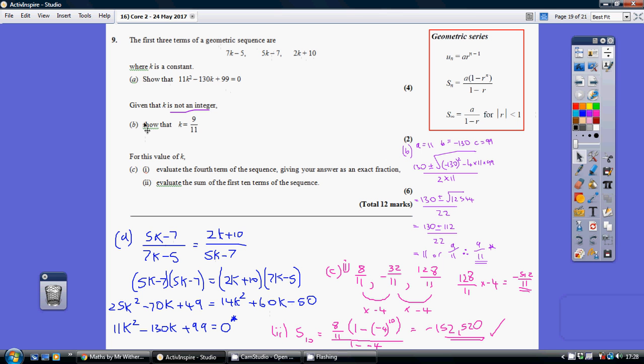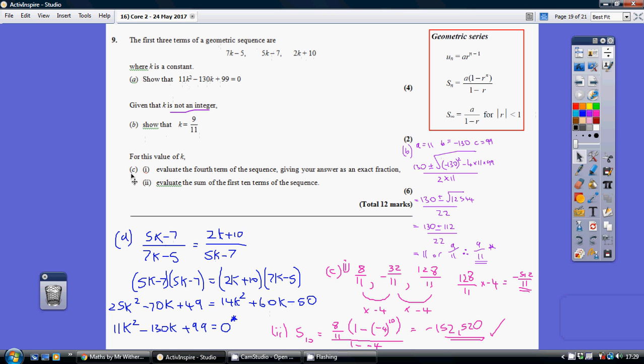Now for part B, we've got to show that k equals 9 over 11, and we're also told that k is not an integer. Well, this probably does factorise, but I think it's a pretty tricky one to try to factorise. So I've just chosen to solve this using the quadratic formula, with a being 11, b being minus 130, c being 99. So I've used the quadratic formula over here, which gives me two solutions of 11 or 9 over 11. k is not an integer, so therefore I've shown that k must be 9 over 11.